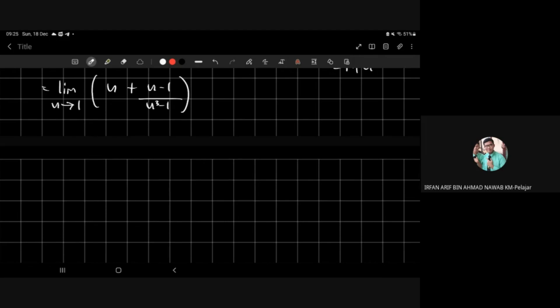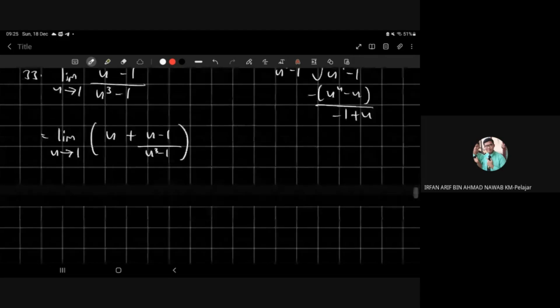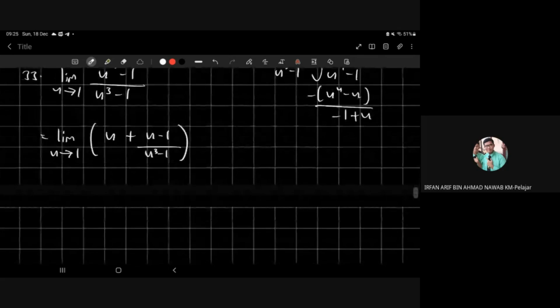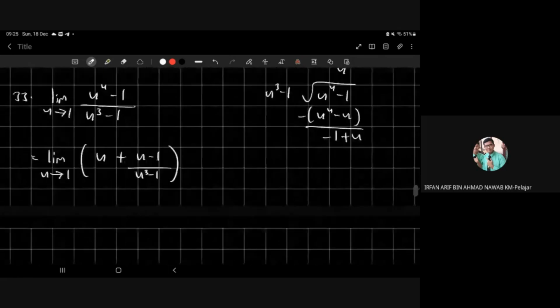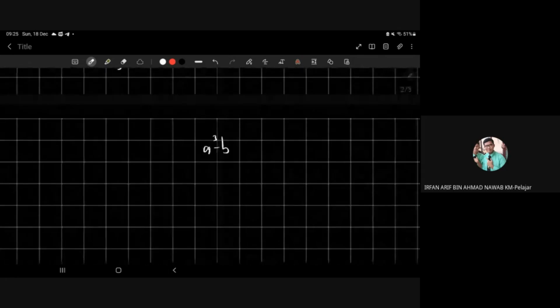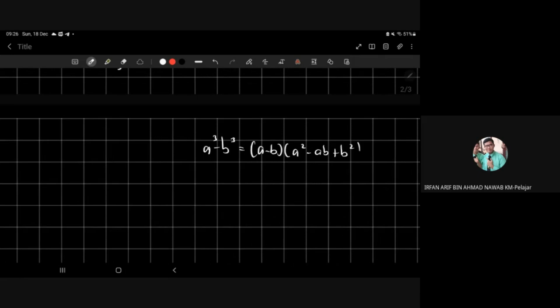Okay. All right. So for question 33, u to the power 3 minus 1 can be factorized. If I recall back, it should be like this. If I write this down, a to the power 3 minus b to the power 3 is equal to a minus b, a square, I think it's minus ab plus b square. I'm not very sure. Let me check again.